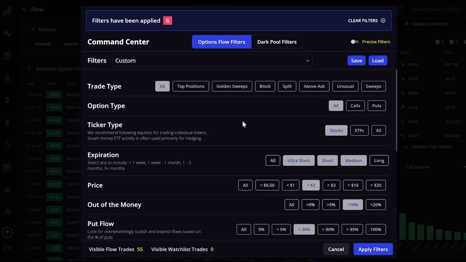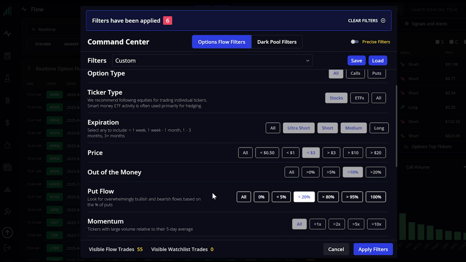If you're looking at block trades or big sweeps, you can look just for those trade types. You can also look at put flow to distinguish between bullish and bearish options trades within this feed. So a really nice way to use this option feed to make it most actionable for you.